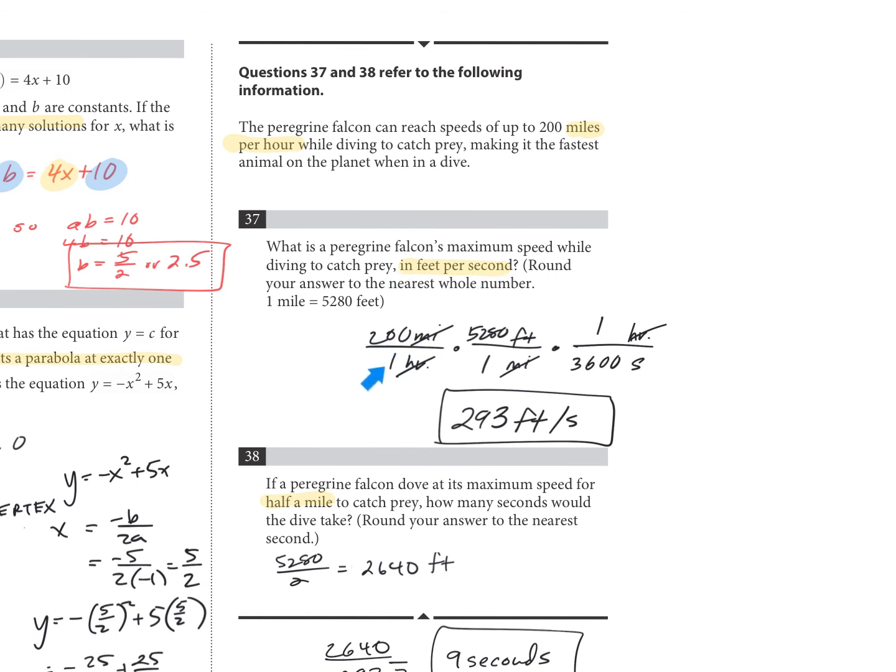If I take 200 miles per 1 hour and I want to convert it to feet per second, I got to cancel out the units. So I chose to figure out the distance units first. I put the miles on the bottom so that the miles will cancel. 1 mile is 5,280 feet. And then I got to cancel out the hours, so I put the hours on top, so they would cancel. 1 hour is 3,600 seconds. So then I end up with the units of feet and seconds. And I do 200 times 5,280 divided by 3,600. It says nearest whole number. I get 293.3 or something, so I rounded to 293.